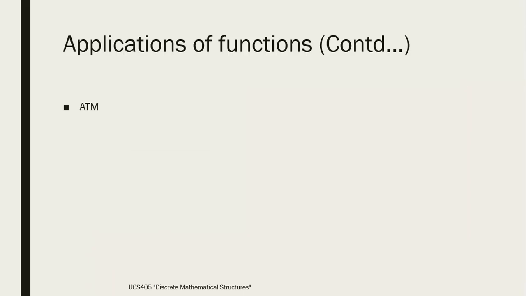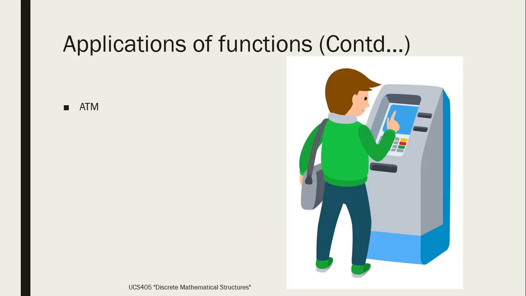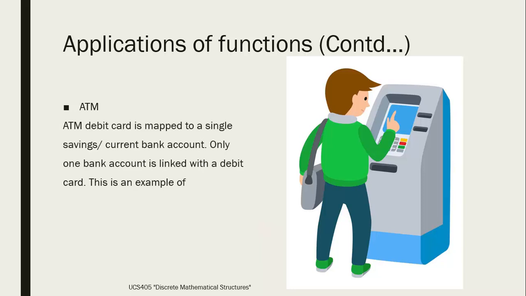Second is the debit card used in ATM machines. We use a debit card to do many transactions within the ATM machine. But only one debit card is mapped to a single saving or current bank account. So only one bank account is linked with a single debit card. This is another example of one-to-one mapping.